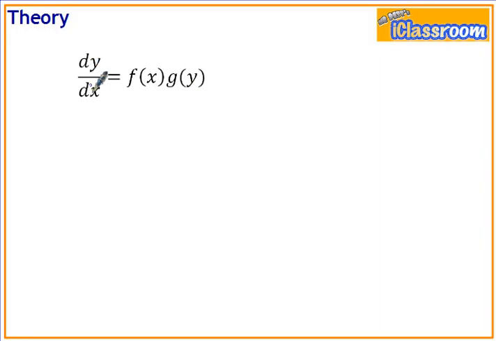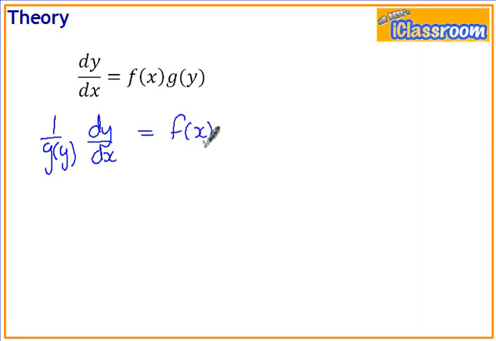This is dy by dx, and because the numerator term is in y, I want the variables that are in y on the left hand side. So I'm just going to divide both sides by g of y. So I've got 1 over g of y dy by dx is equal to f of x.